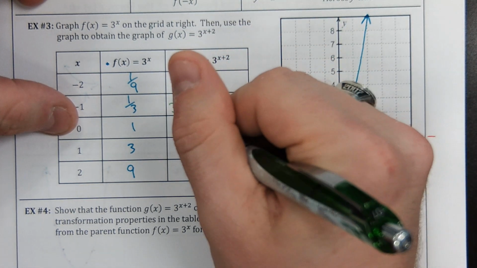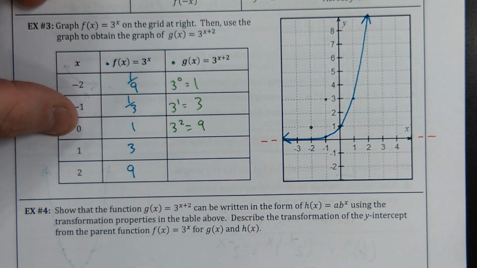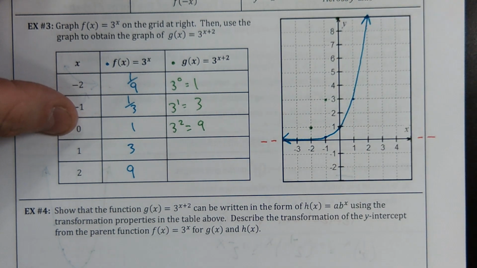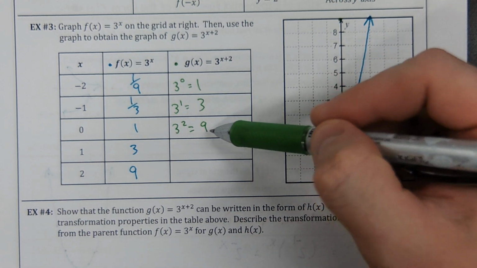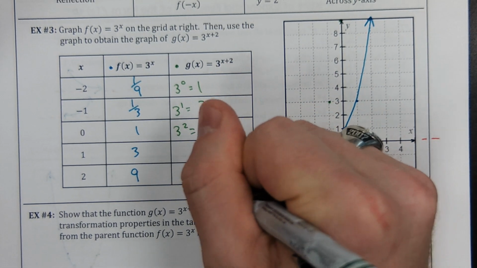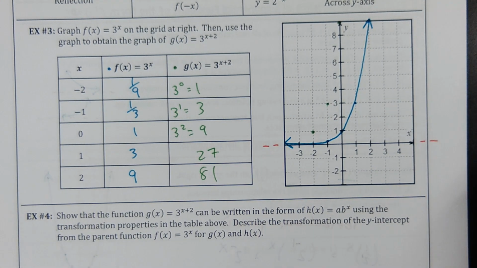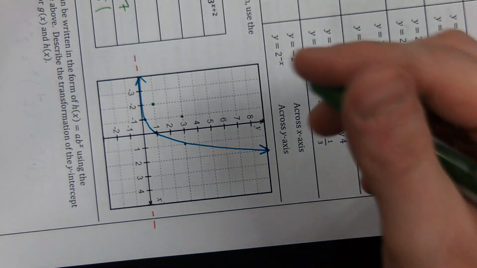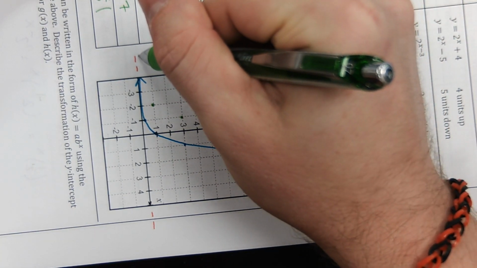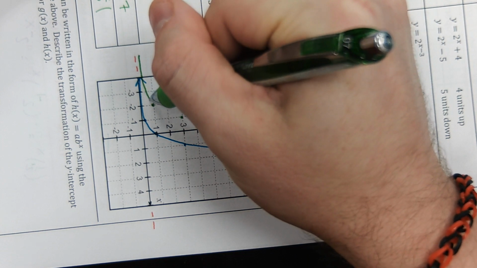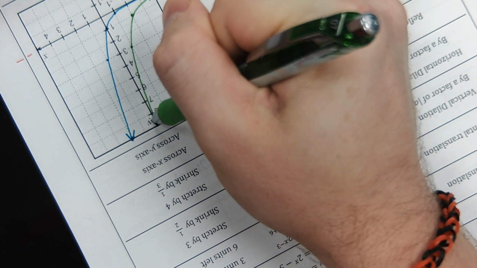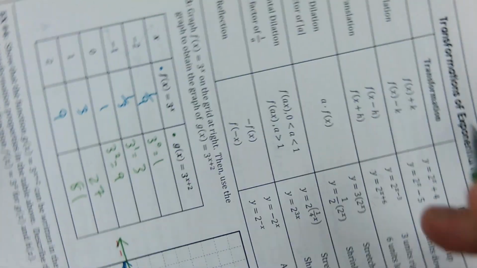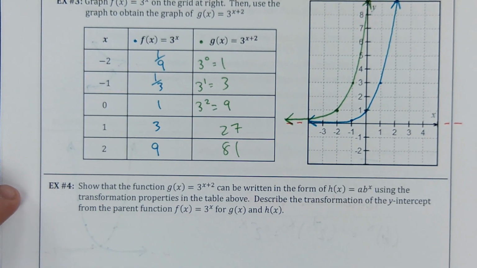Adding 0 to 2 gets me 2. 3 to the 2. So 0 comma 9. Oh my goodness. I'm kind of out of graph. But I think you can see what's happening. 1, 3, 9. It's multiplying by 3 each time. 27, 81. Oh my golly. Look at that.